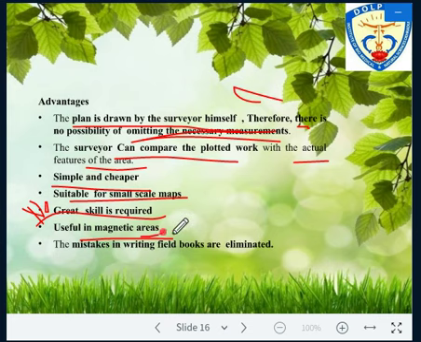So it is useful in magnetic areas, and mistakes in writing field books are eliminated. In the chain survey, as has been discussed, all the data has to be written in a certain format. You people already learned that. The data may be collected by one surveyor and has to be written by some other person, so there can be a mistake. But here, since the surveyor is doing the work himself or herself, mistakes are eliminated. This is the basic advantage you can say for plane table survey.